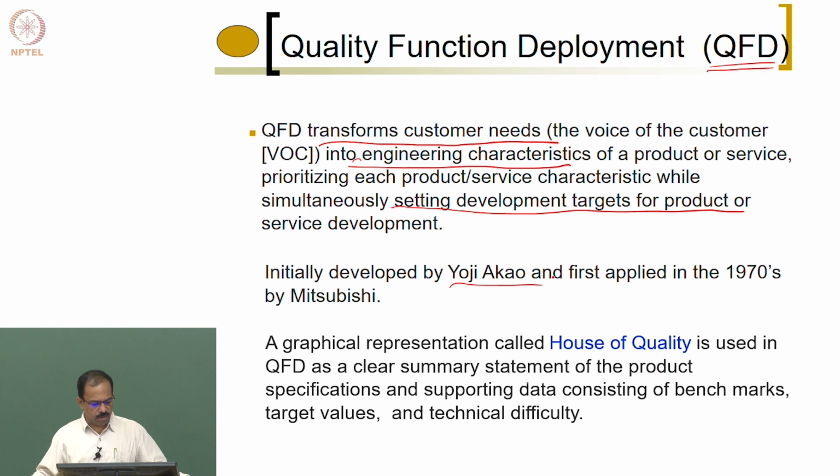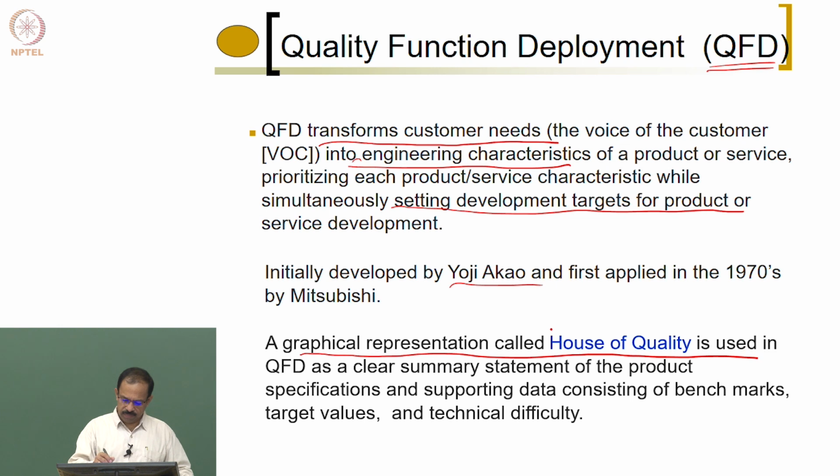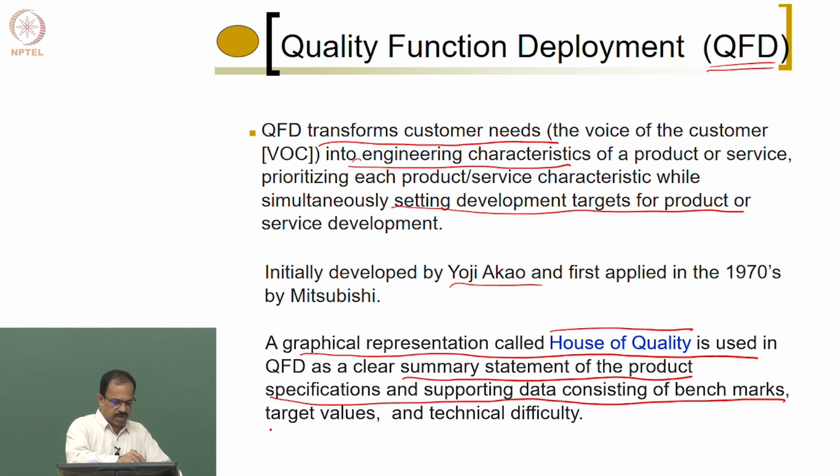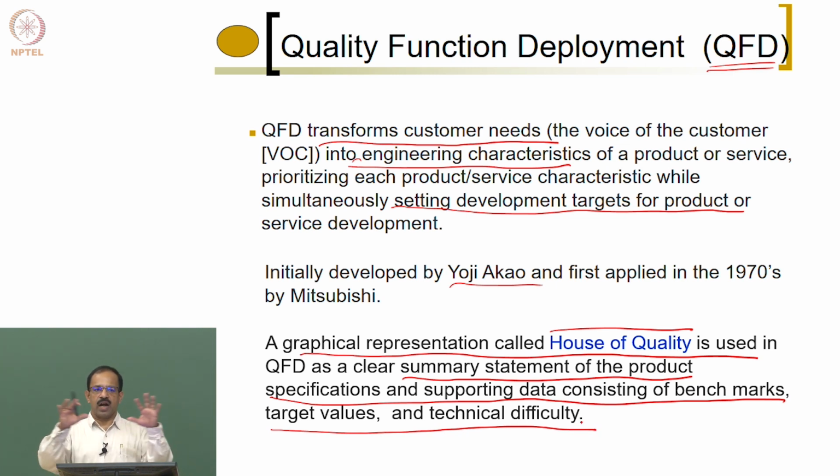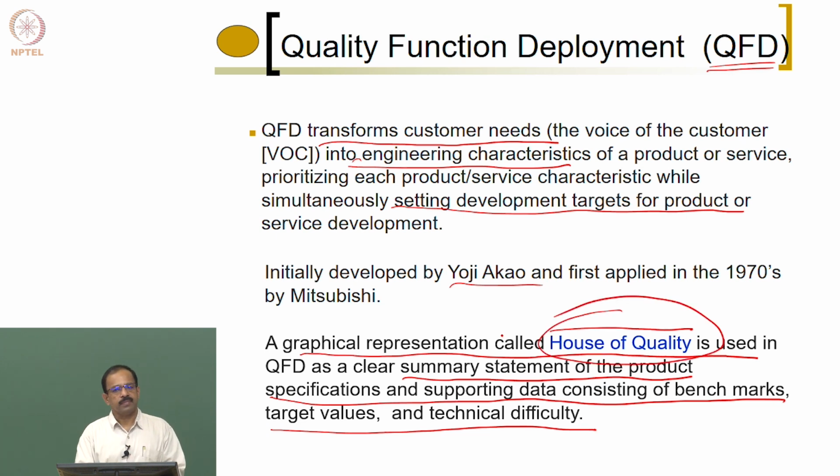So in this quality function deployment, we use a graphical representation called the house of quality. This is a graphical representation to have a clear summary statement of the product specifications and supporting data consisting of benchmark, target values, technical difficulty, etc. So we summarize all the information we collected so far and put it into a graphical representation known as the house of quality. And this graphical representation helps you understand all the information in a single sheet.